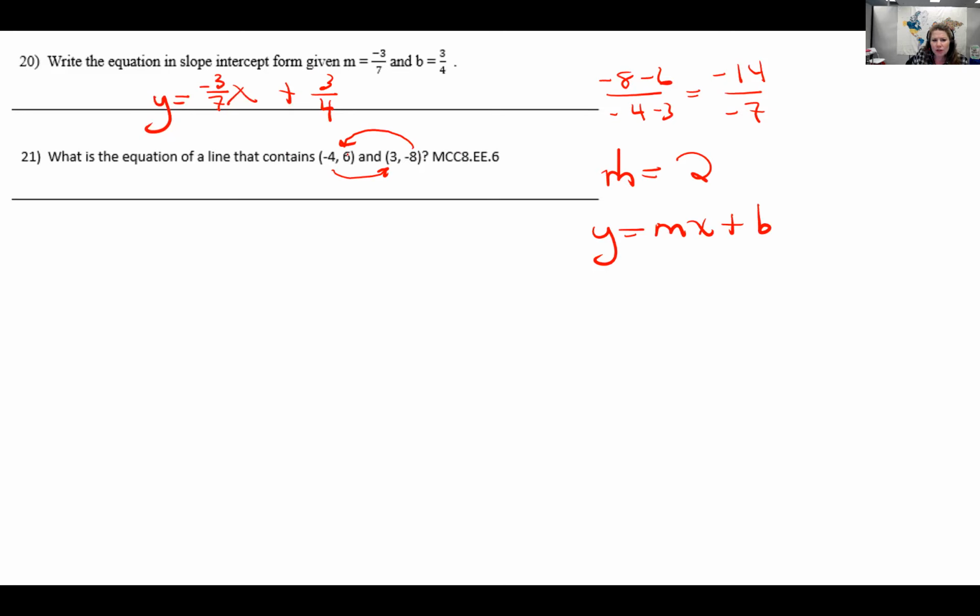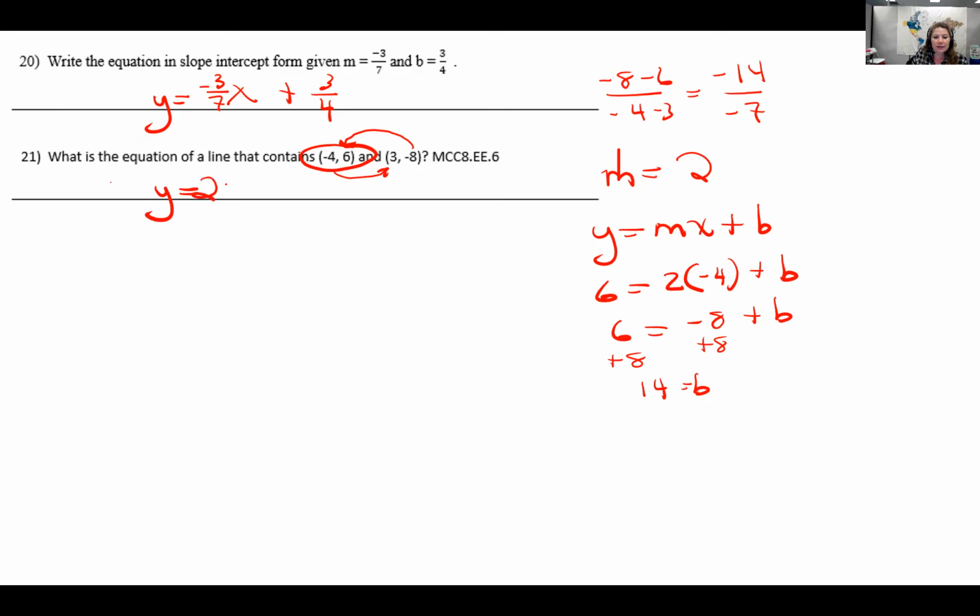Let's use this one. So our y value is 6, our m is 2 times our x value. So 6 is equal to -8 plus b. We're going to add 8 to both sides. So our y-intercept is 14. So y is equal to 2x plus 14.